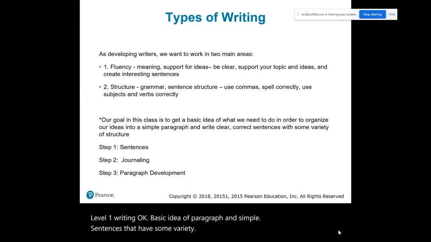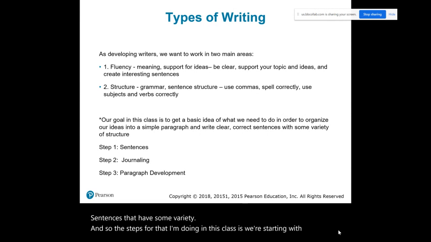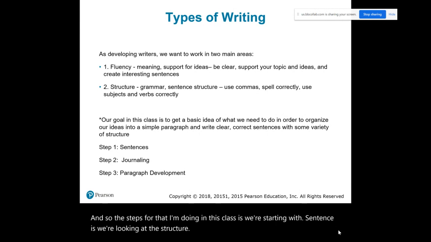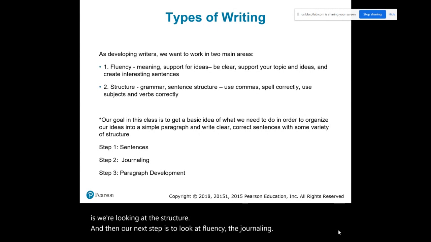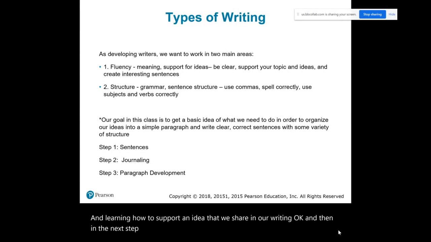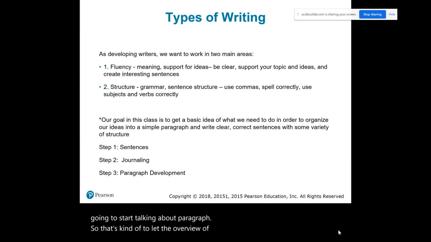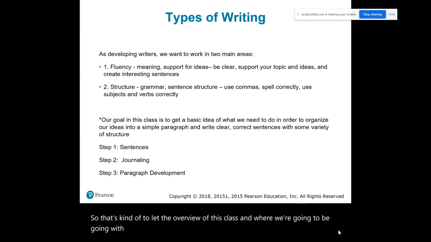And so the steps for that I'm doing in this class is we're starting with sentences. We're looking at the structure. And then our next step is to look at the fluency, journaling, and learning how to support an idea that we share in our writing, okay? And then in the next step, we'll look at paragraph development. So in 2 weeks, we're going to start talking about paragraphs, okay? So that's kind of to let you know the overview of this class and where we're going to be going with this, okay? Does anybody have questions about what fluency means?